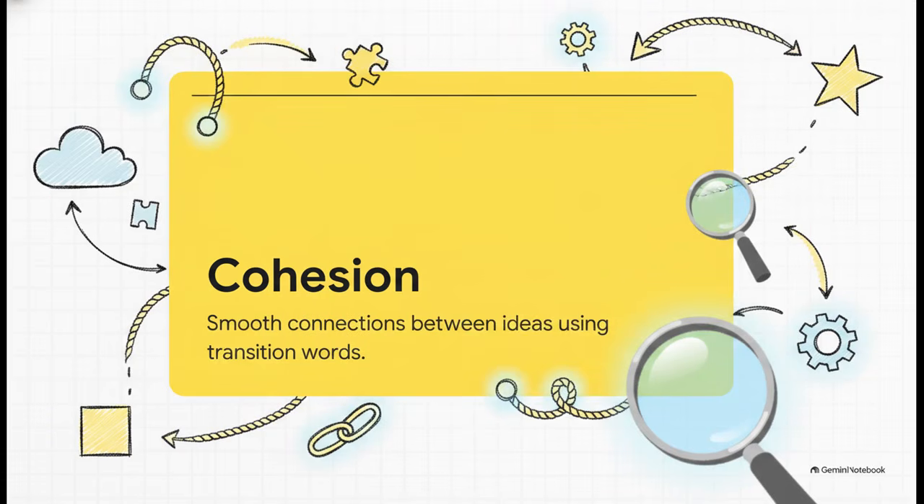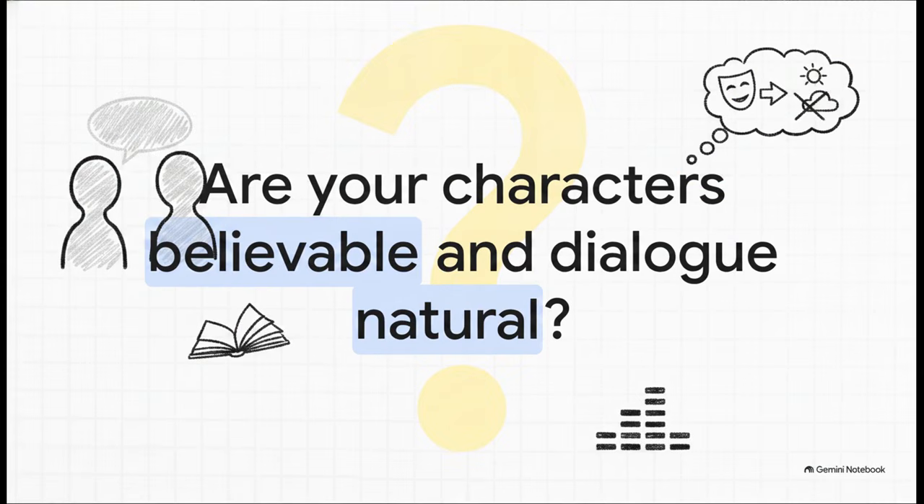If cohesion is the big picture, cohesion is the micro-level glue holding all the tiny pieces together. It's how smoothly you connect individual sentences and ideas. You create this cohesion by using transition words. Words like although, because, therefore, and finally. Think of cohesion as the thing that guides your reader smoothly from one thought to the very next without them getting bumped around.